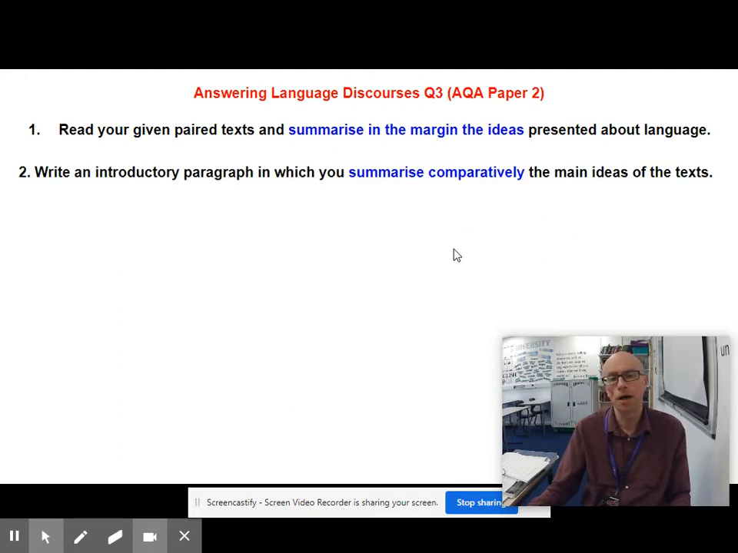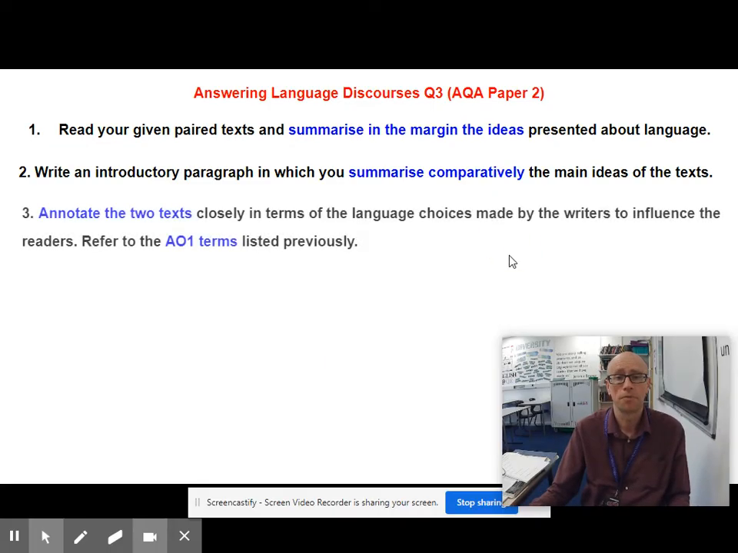When you've done that, you might want to then have a go at doing your intro paragraph, in which you summarize comparatively what you think are the main ideas of the text. And I'll show you an example of that in a minute. Don't make your intro paragraph go on and on. I mean, don't write more than half a side, for example, on the intro paragraph.